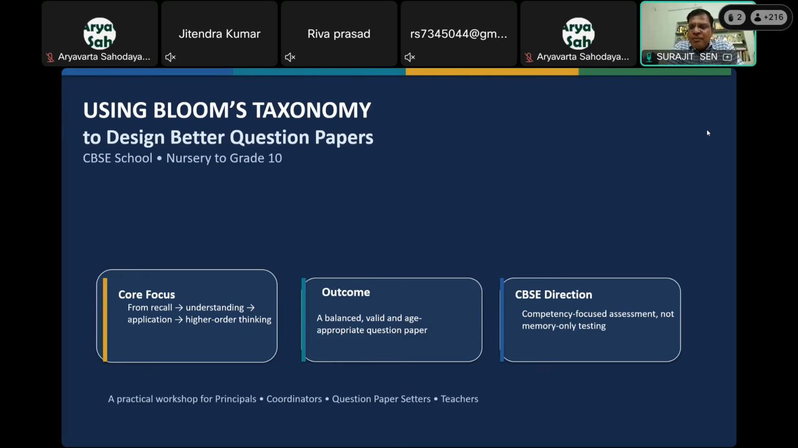And of course, we will follow the CBSE directions on how to make competency-focused assessment, not just memory testing, to find out whether the children have developed some sort of concept while they are in the learning phase. So these are a few of the things that we will be discussing today. Let's move forward without further delay.